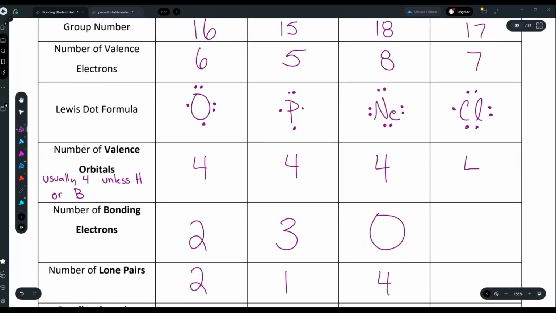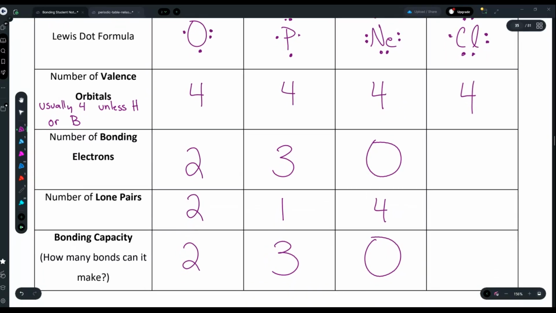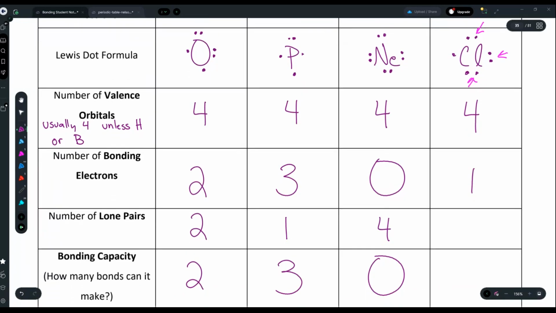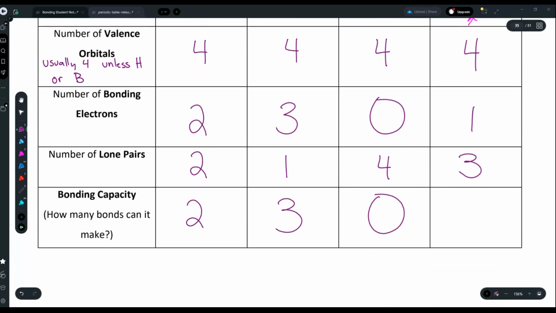So number of valence orbitals, this is going to be 4 because it's not one of our exceptions. Bonding electrons, there's our bonding electron, so there's only 1 of them. And there are 3 lone pairs of electrons around chlorine. So I'm going to write 3. So this means chlorine can only make 1 bond.